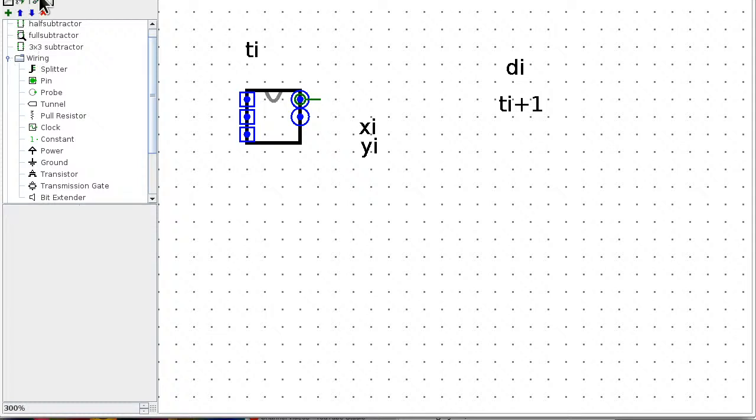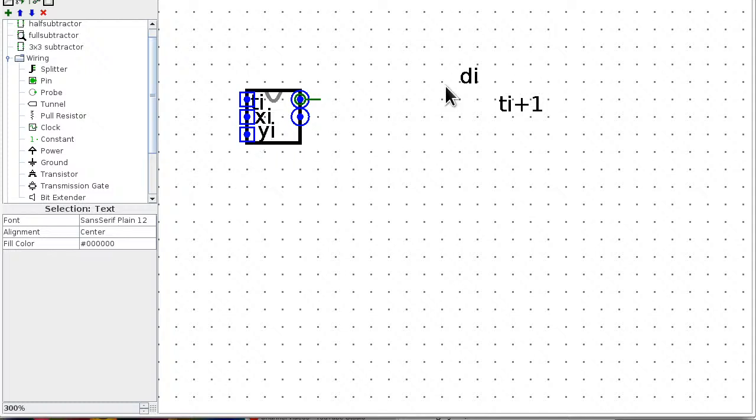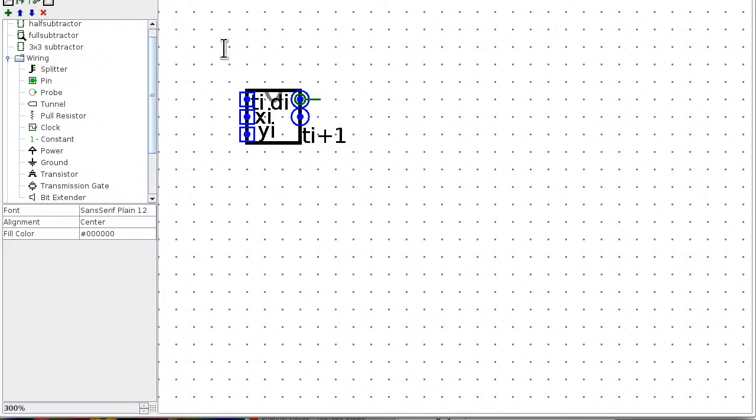And then we just need to move these things around so they align with the pins they're supposed to be documenting. So here's XI, and here is YI, and then DI is here, and then TI plus 1, there's not enough space inside the chip, so I'll put it outside of the chip like that. And we'll go ahead and clearly indicate this is XI minus YI. This is a subtractor.